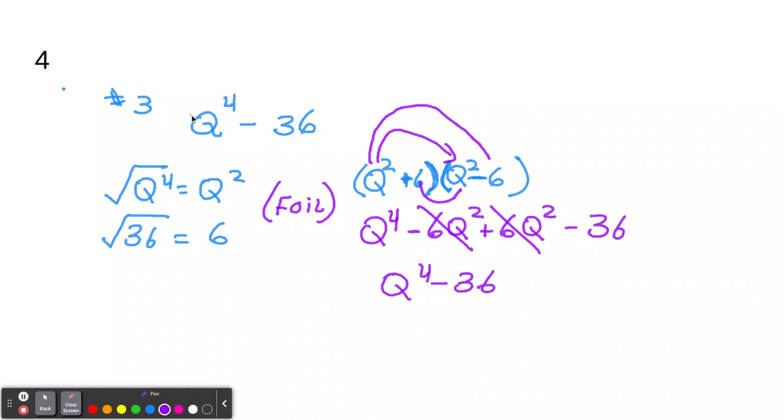So if they say, what is equivalent to this expression? This is an expression here. What is equivalent to it? It would be this. All right, now let's go to question 4. Clear that out.